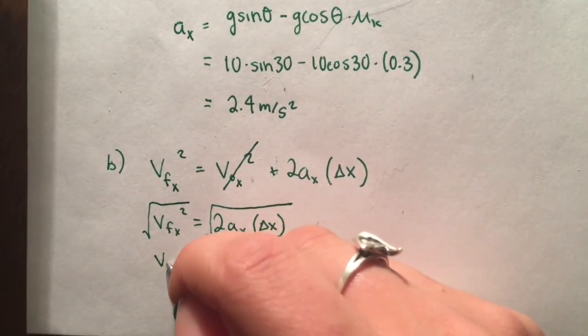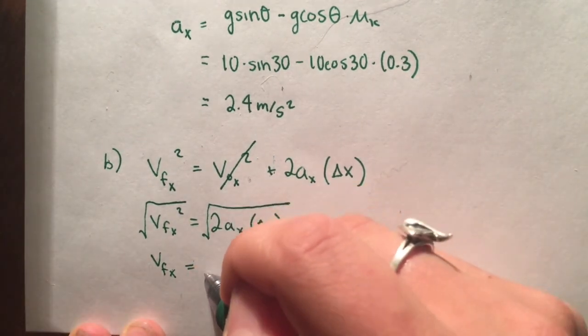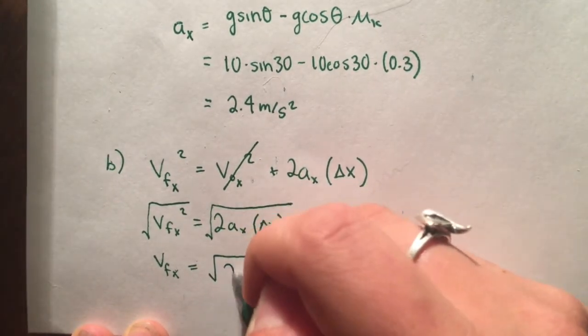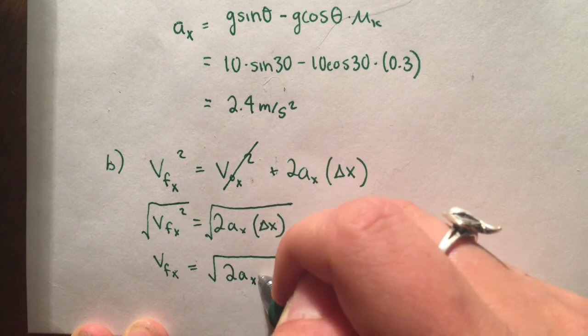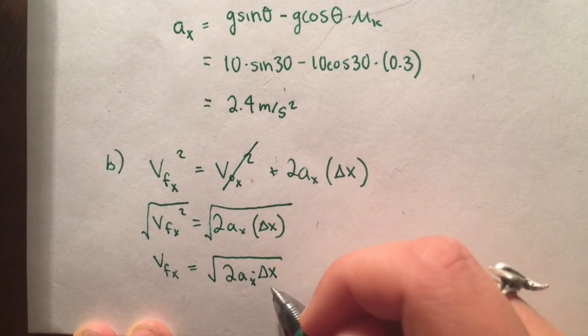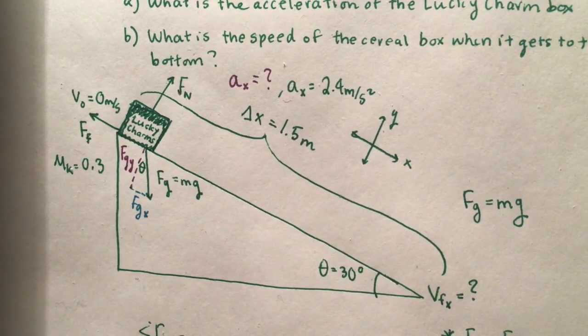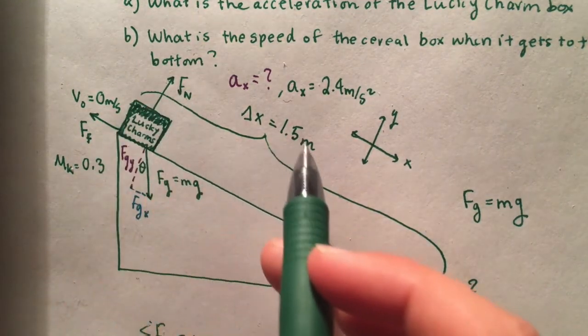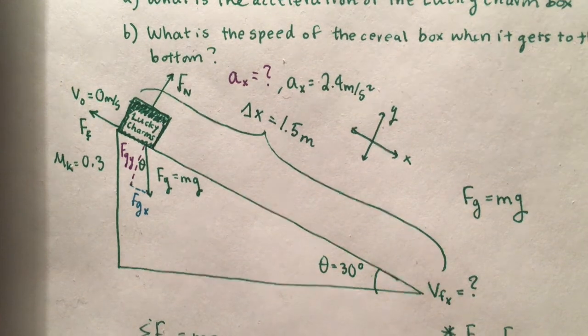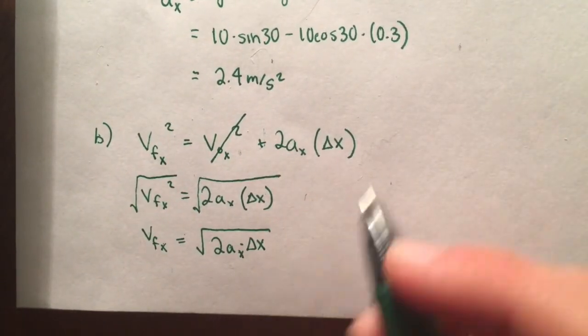and I get that the v final in the x direction, or along the incline, is root 2ax delta x. Don't let that delta x scare you. All that means is a change in position. And for this box, the change in position is from start to finish. It travels the entire length of the incline. So that is our displacement. That's our change in position.